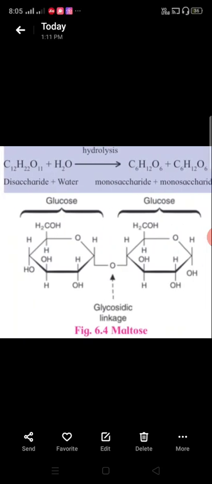Following is an example of a disaccharide. On the screen, you are looking at the example of a disaccharide, that is maltose. Maltose is nothing but glucose plus glucose. On hydrolysis, maltose will produce two glucose molecules.